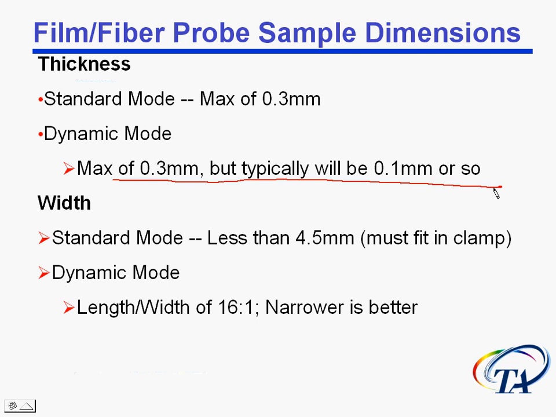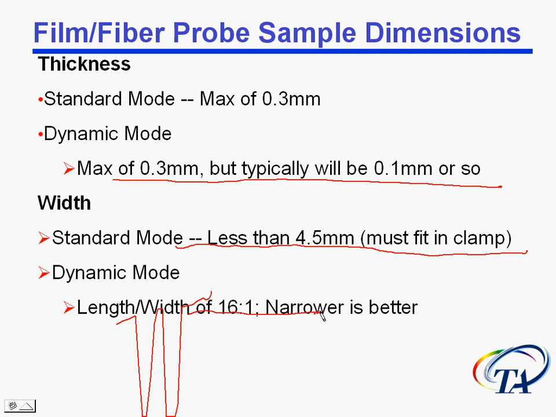The width, standard mode, has to fit in the clamp, so less than 4.5 millimeter. For dynamic mode, we recommend length to width of 16 to 1, okay? So 16 to 1 length to width. The narrower is better. So typically we try to run a width of about 1 millimeter, and then we'll have a length of about 16.